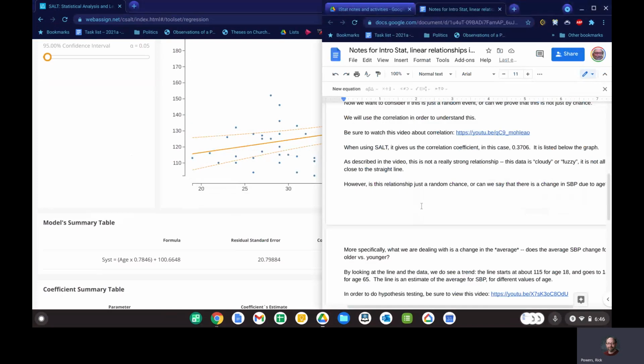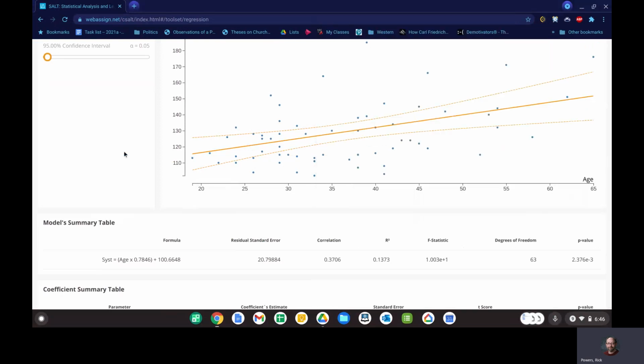As described in the video, this is not a really strong relationship. This data is cloudy or fuzzy. It is not all close to the straight line. You can see it here. They're a collection of dots. They're not on the line. Some of them are not even close to it. And so it's kind of a cloud, kind of fuzzy. The correlation coefficient is telling us, since it's not close to the number 1, that this is not a strong relationship.